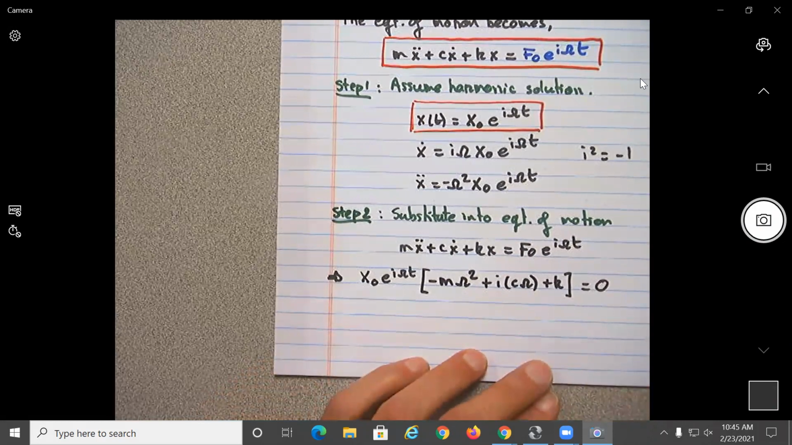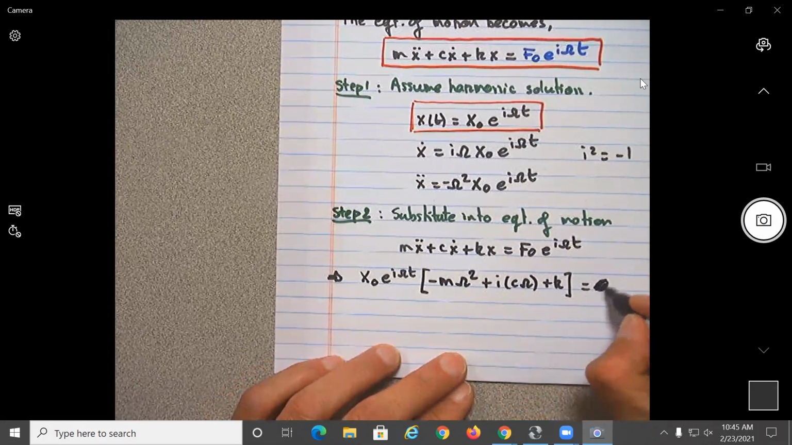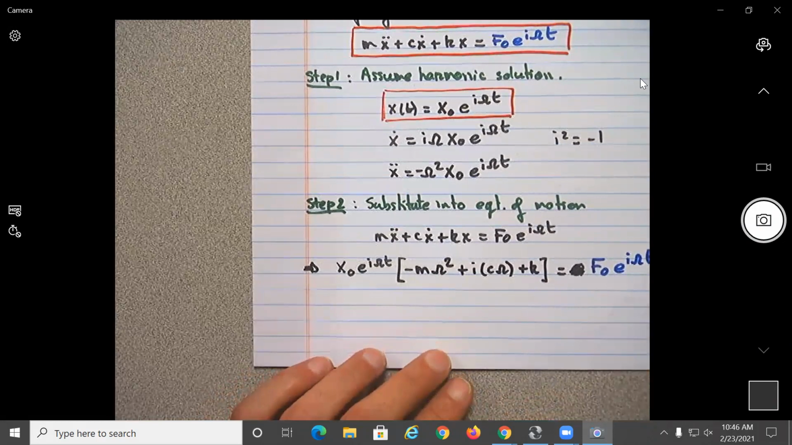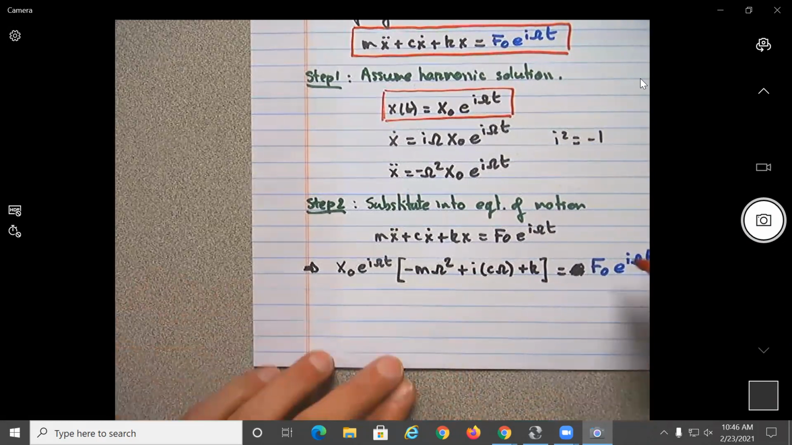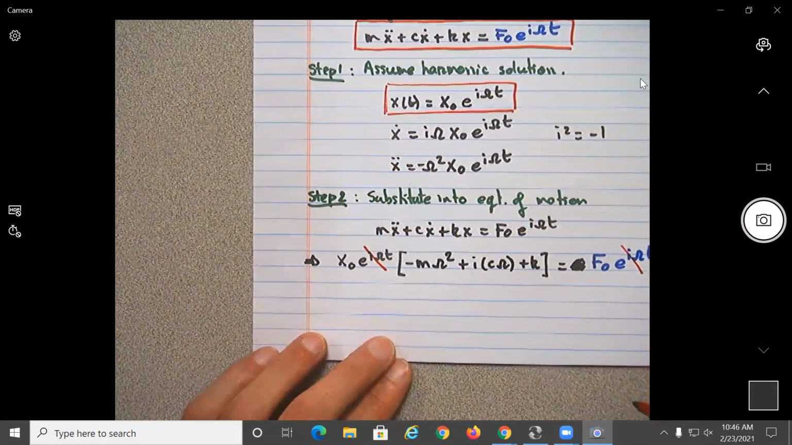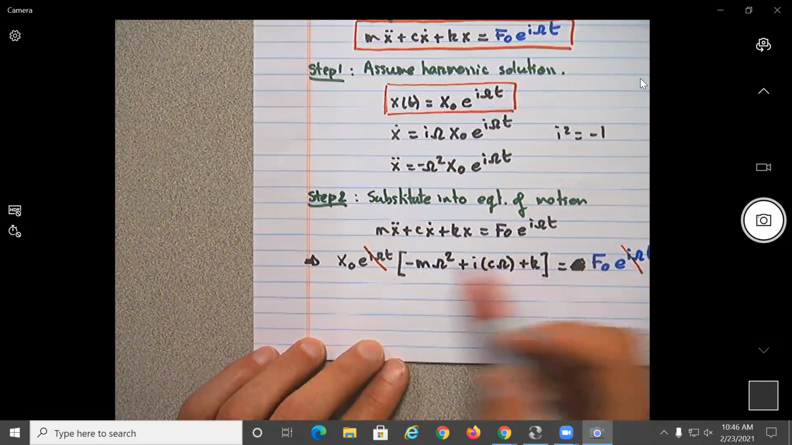Oh, sorry, you see, I made my mistake here. I was just thinking free vibration. This should be equal to what? F naught e to the I omega t. So why is this so good? What can we do now? We can cancel out, no? That's the whole reason why we assume the solution to be in function of the force frequency, so they can cancel out.